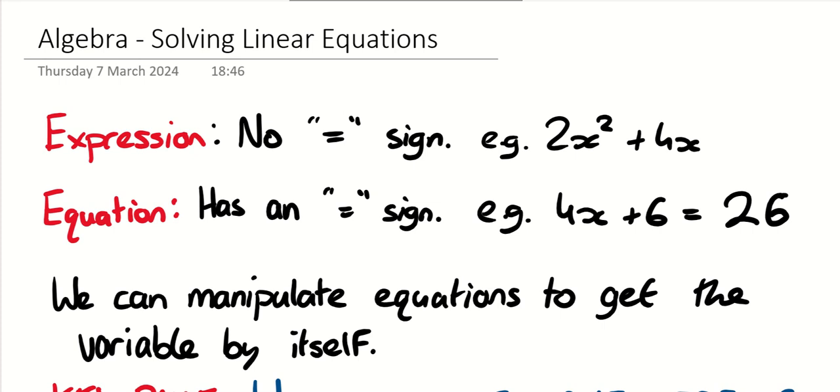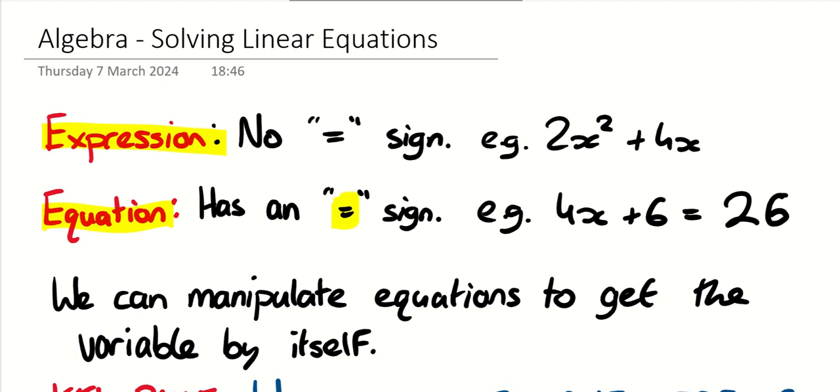Okay, so we'll go for our next part of algebra, which will be solving linear equations. So you'll see these two words in algebra. You'll see expression, which means a group of numbers and letters and stuff together that have no equals sign. So an expression has no equals sign, whereas in an equation, you do have this equals sign in it.